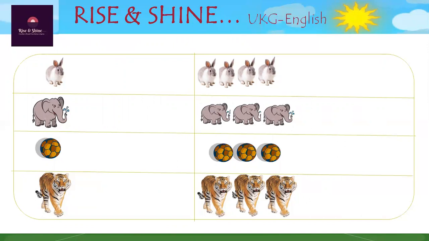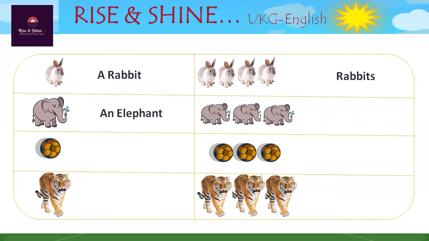That is 1 and more than 1. So now, once again, what do you see here? 1 rabbit. Yes, 1 rabbit. Now, what do you call it? A rabbit. Correct? And now on the opposite side, there are 4. More than 1. So we apply S after rabbit. So it is called rabbits. If it is more than 1 in number, we apply S. So it is rabbits.